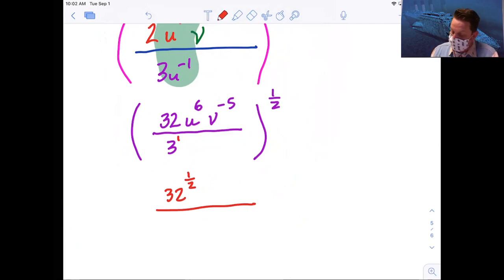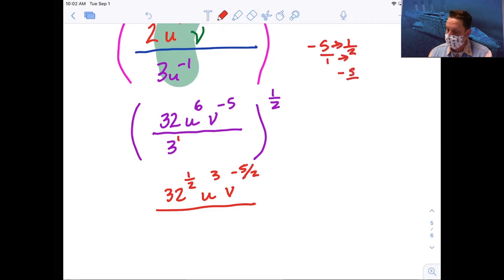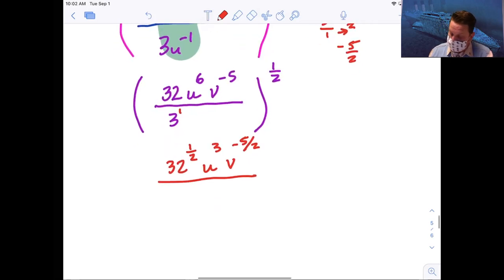Okay. And then we get u to the 6 times a half is 3. V to the negative 5/2. Remember, when you multiply fractions, you just multiply straight across. You don't need a common denominator. So off to the side here, I go negative 5 times 1/2. That's really negative 5 over 1. You multiply straight across. So negative 5 over 2. Okay. And then we've got 3 to the 1/2 in the bottom.